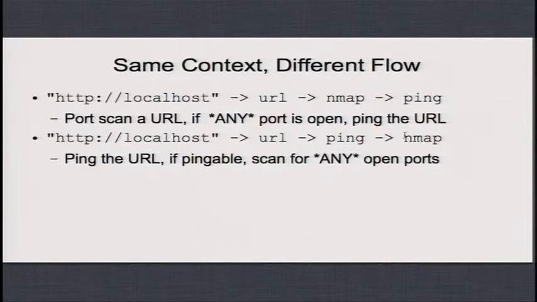In the latter example, you can see it's pretty much the same, except the ping and the nmap order is reversed. So the program will say that only if the URL is pingable, then we will proceed into port scanning it. Either way, the power of the context is that it's able to pipe it in at every level and at every step. So as I said, you can change it to fit what you would like to have.